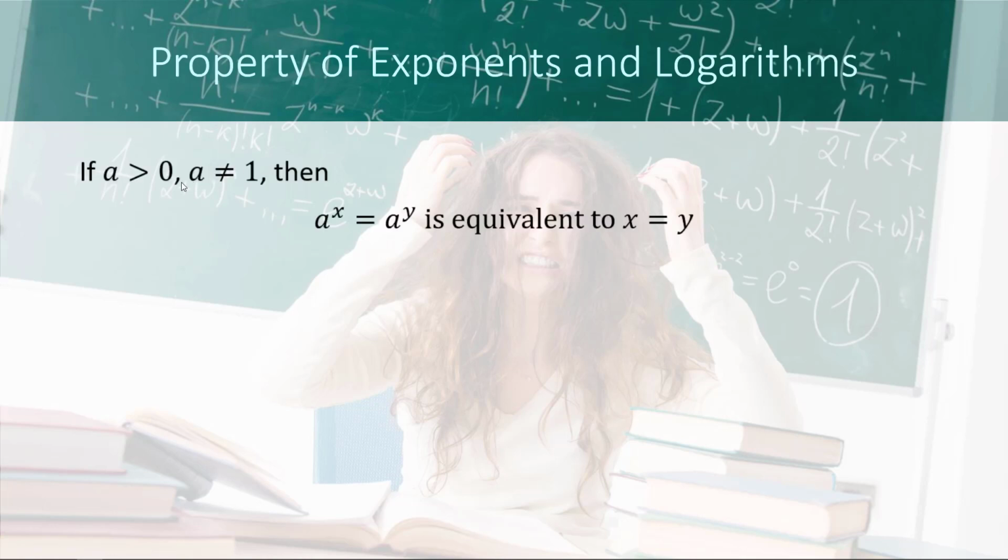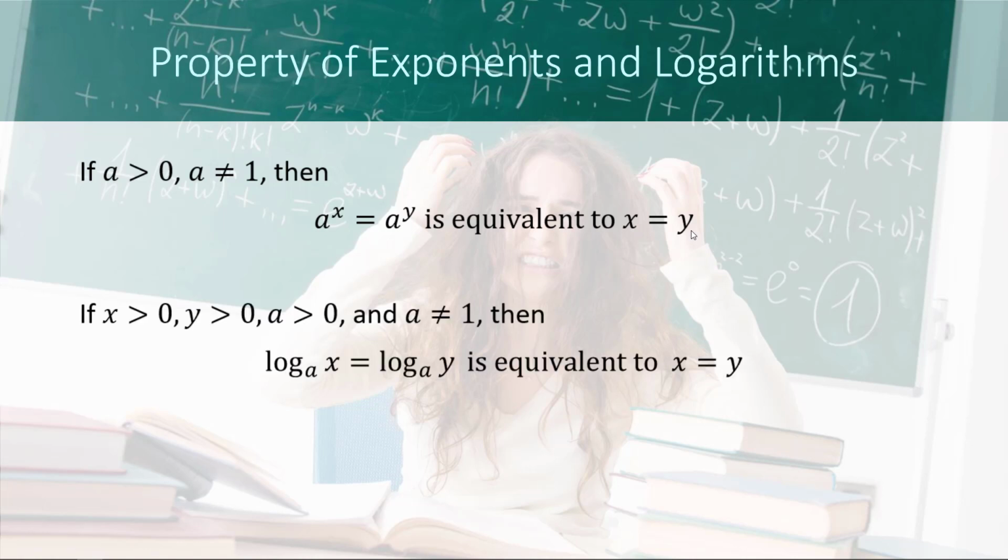And this is the first one. If a is positive and not equal to 1, then the following property holds. If a to the x power equals a to the y power, then x is equal to y. Similarly, for all positive values of x, all positive values of y, and all positive base values of a, where a is not equal to 1, if log base a of x is equal to log base a of y, then x is equal to y.